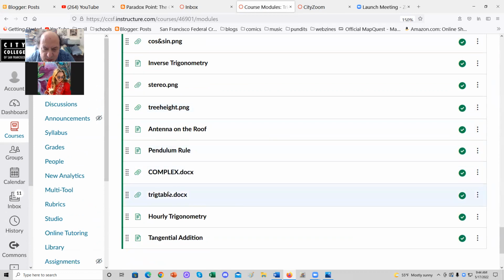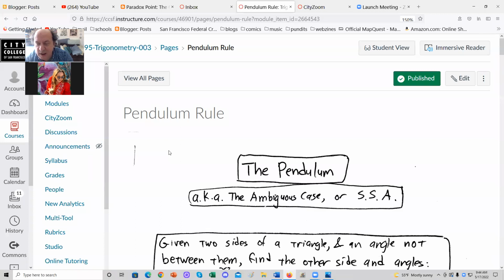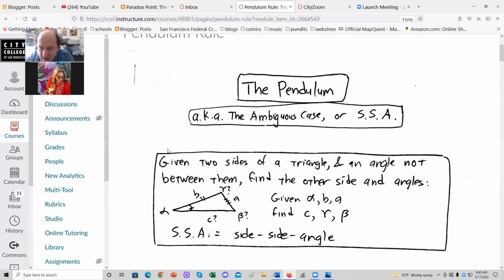In addition to this, I'm going to go over the pendulum rule. This is for the side-side-angle problem, often called angle-side-side, but I decided not to call it that for very 10-year-old reasons. It's also called the ambiguous case. Now, side-side-angle is covered by the law of sines, but there are other ways.